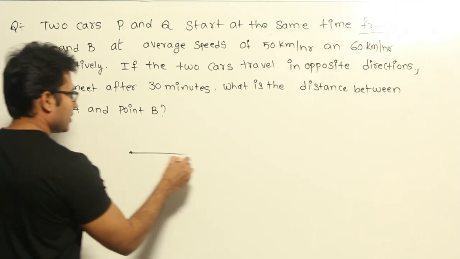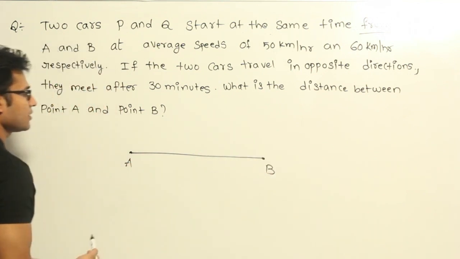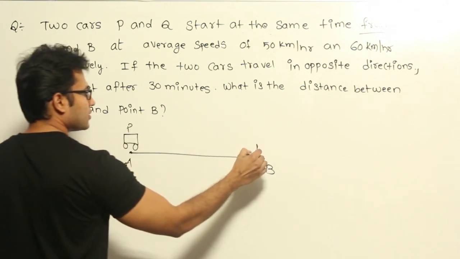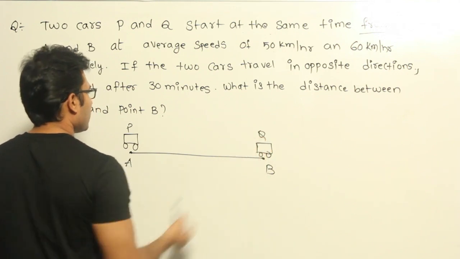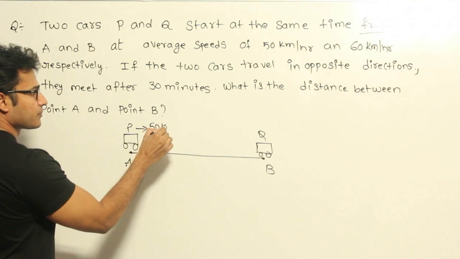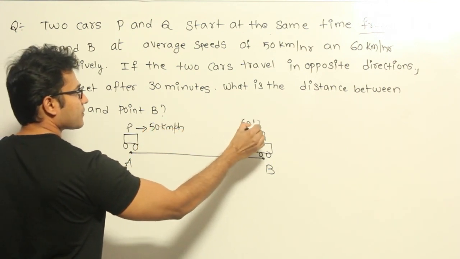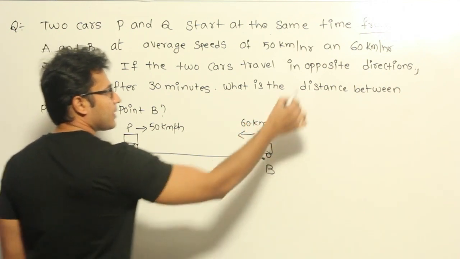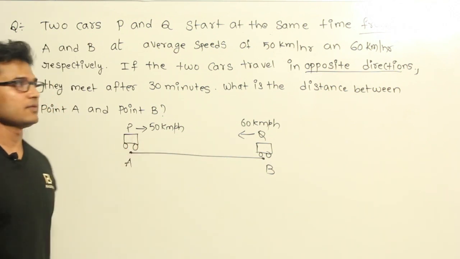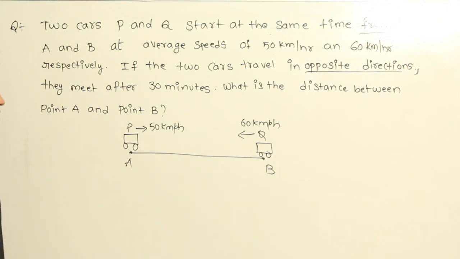Now they are saying that at point A there is a car, and at point B there is a car. Here let us say the car is P, and here the car is Q. This one is moving at an average speed of 50 kilometers per hour, and this one is moving at an average speed of 60 kilometers per hour. Now it is given that they are moving in opposite directions, that is why I am putting it this way. And they are going to meet after 30 minutes. 30 minutes means half an hour.